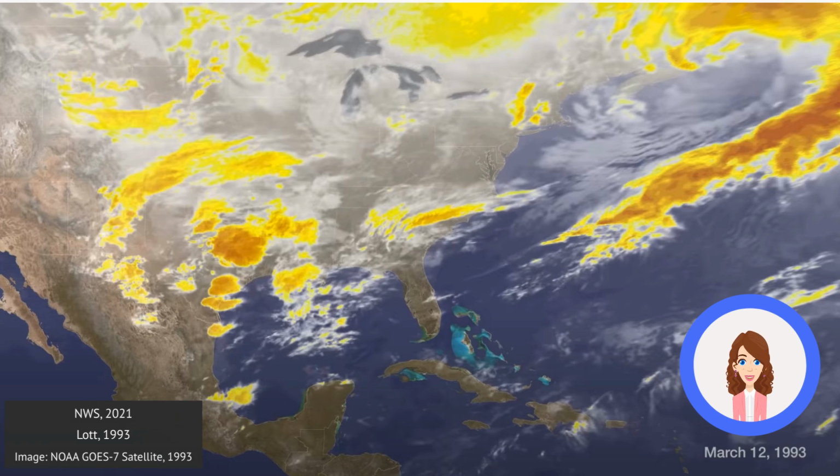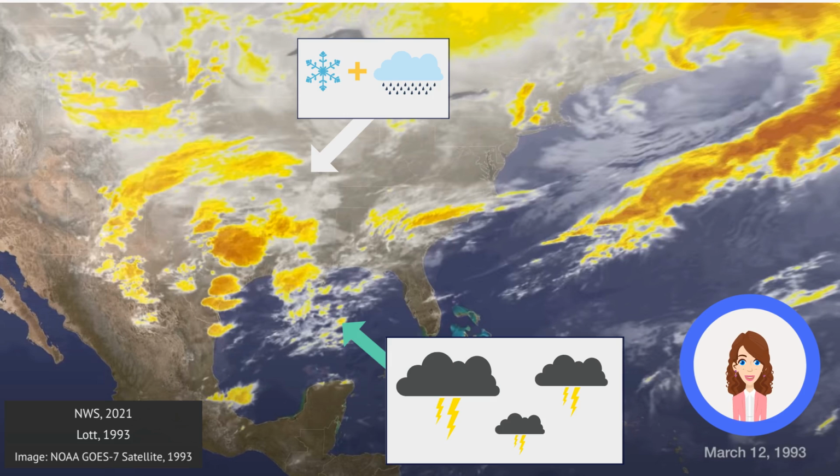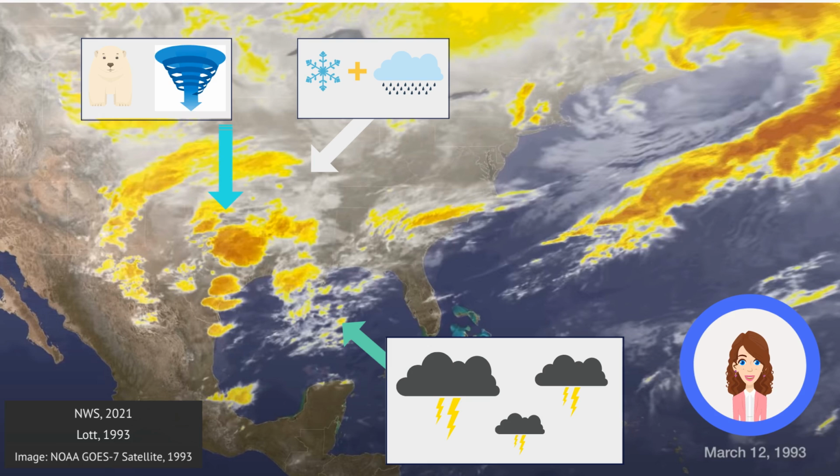This satellite image shows that by the morning of March 12th, the snow and ice was getting closer to the east coast. Meanwhile, a low-pressure system of severe thunderstorms was forming in the Gulf of Mexico, and a blast of cold Arctic air was dipping very, very low.